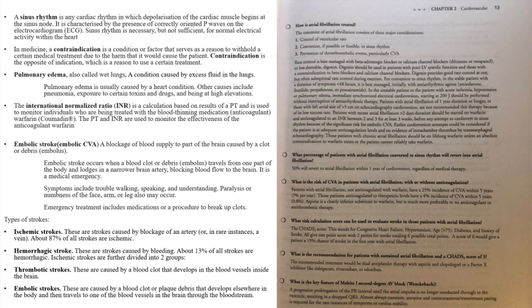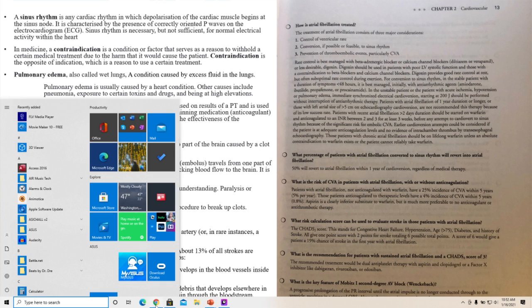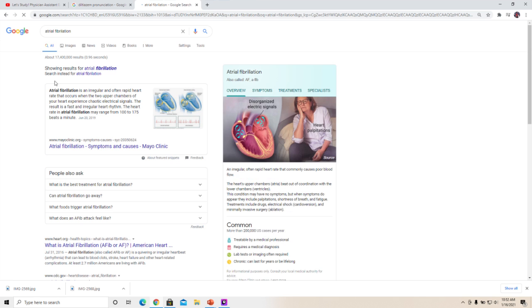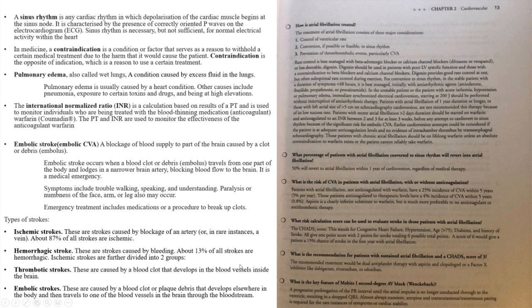Wait a minute. Wow, so wait, atrial fibrillation, that's a disease? Yeah, okay, it's irregular. They have the symptoms, and often rapid heartbeat. Chaotic signals. 200 to 175.